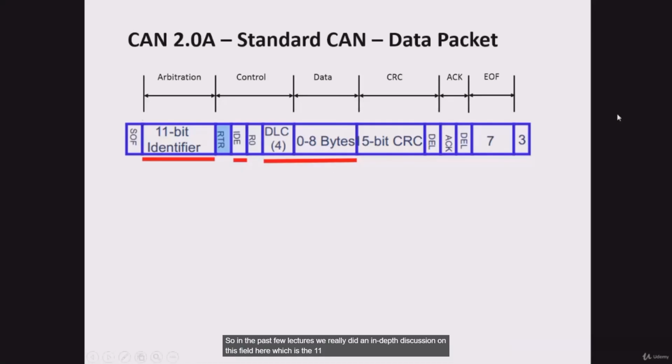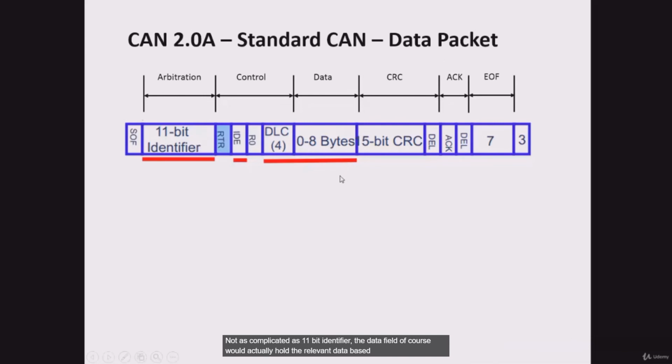So in the past few lectures, we really did an in-depth discussion on this field here, which is the 11-bit identifier. It's the message identifier in the standard CAN packet, which is also responsible for network arbitration, especially with respect to non-destructive collision detection. The next thing that we have to look at is what you call the data field here. It's 0 to 8 bytes. Now, not as complicated as the 11-bit identifier.